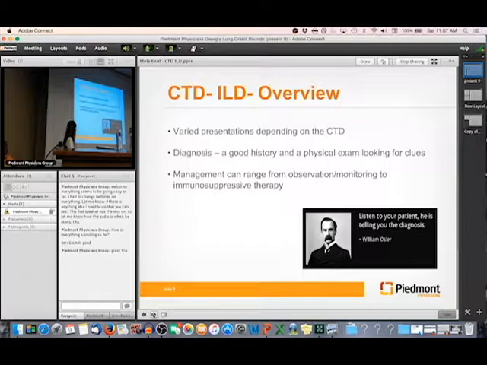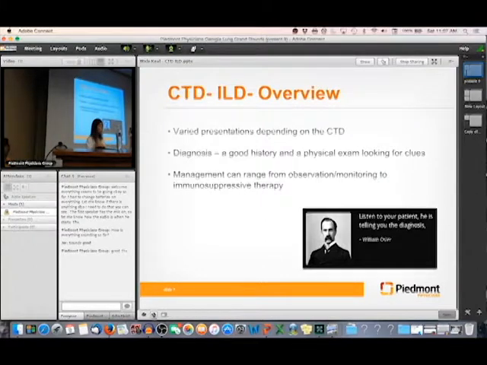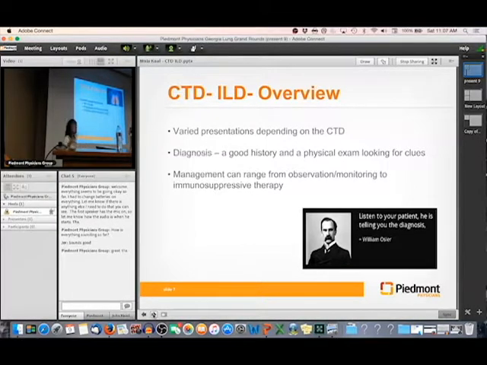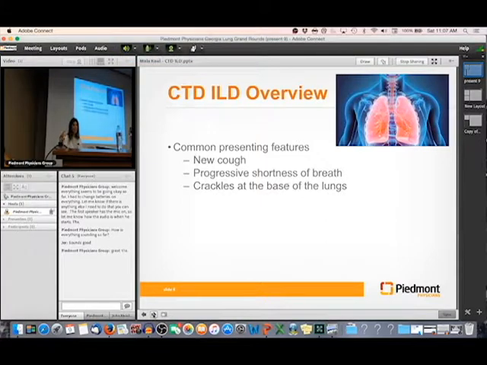Managing patients with this condition can range from just watching, observing and monitoring over the years, to actually treating them with what is called immune suppressive therapy, or drugs that suppress the immune system, suppress the inflammation so that there's no damage. Common presenting features, and this is with all ILD, and maybe it's been talked about already: cough, progressive shortness of breath, and on physical exam, when we're listening to your lungs with the stethoscope, we can hear crackles at the bases. It exactly sounds like crackles going on at the bases of the lungs.